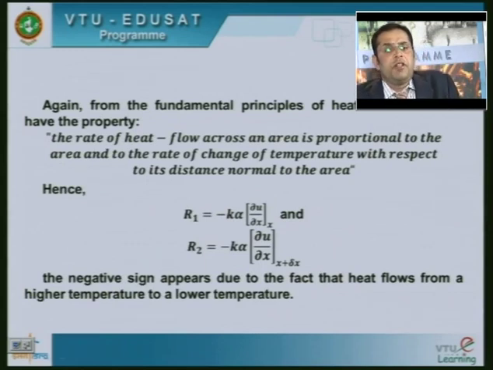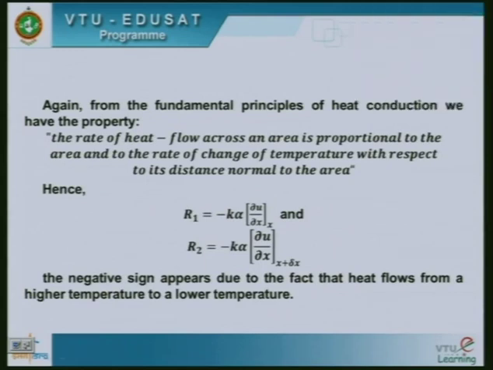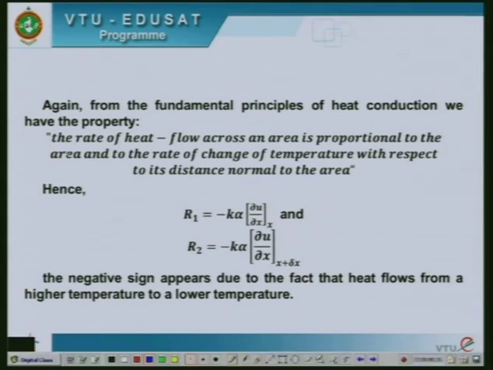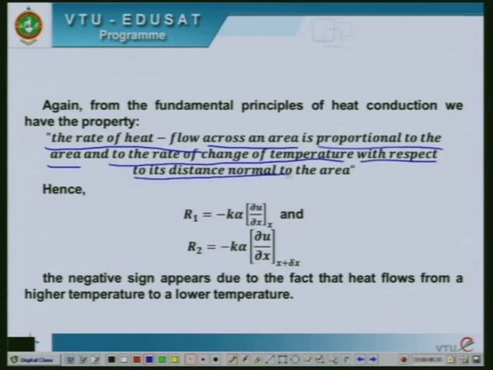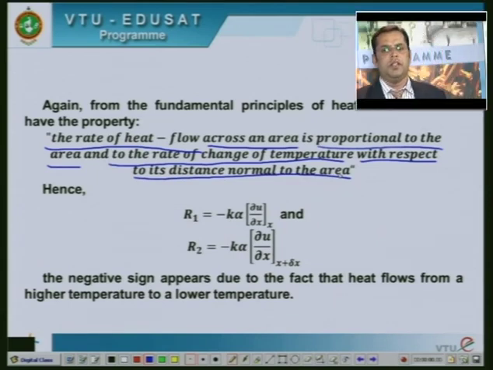Again, from the fundamental principles of heat conduction, we have the property: the rate of heat flow across an area is proportional to the area, first, and to the rate of change of temperature with respect to its distance normal to the area. So, two components here. Let me repeat again. The rate of heat flow across an area is proportional to the area first.